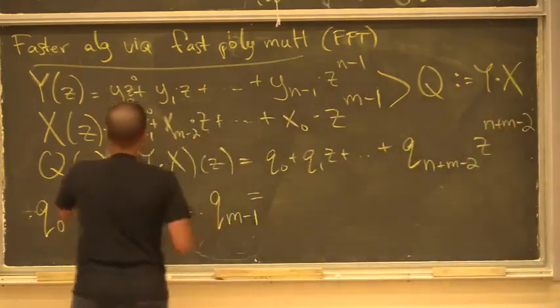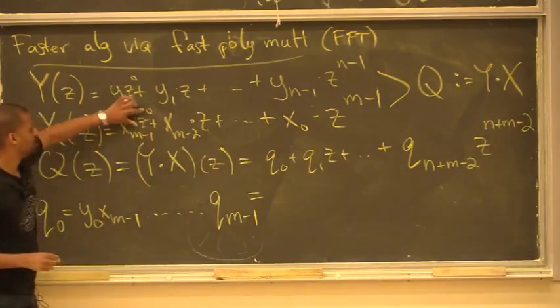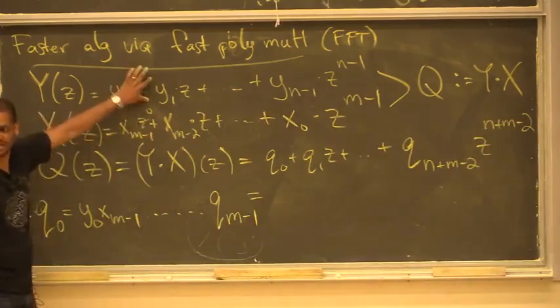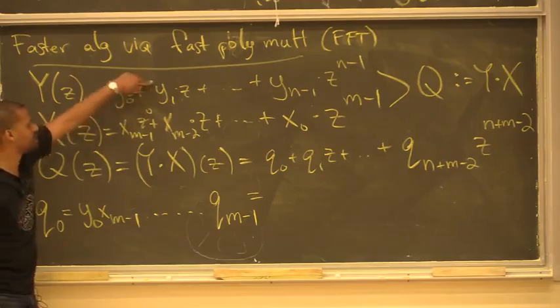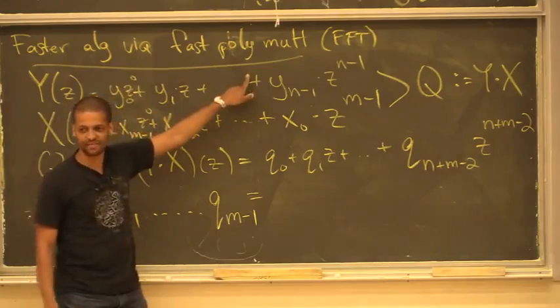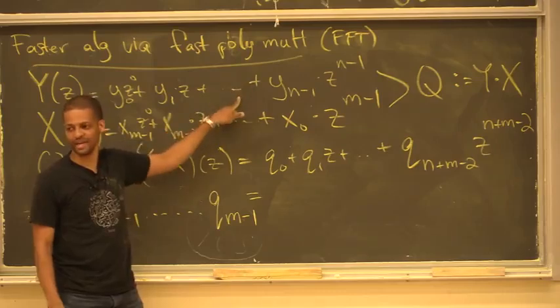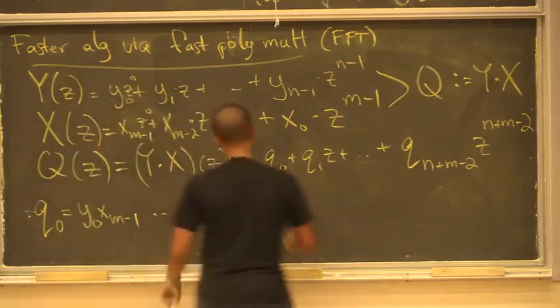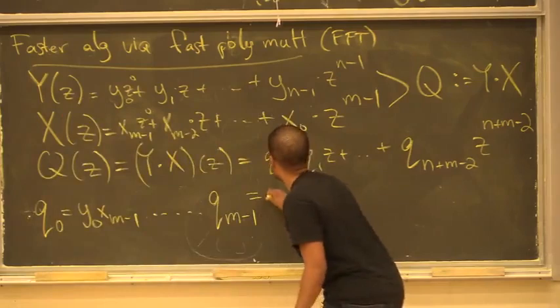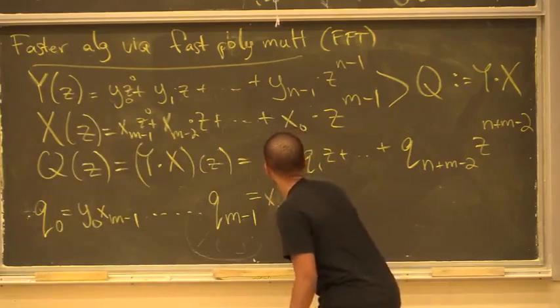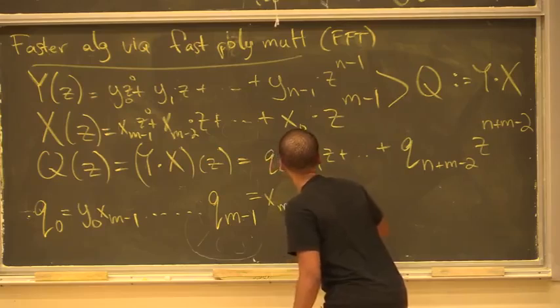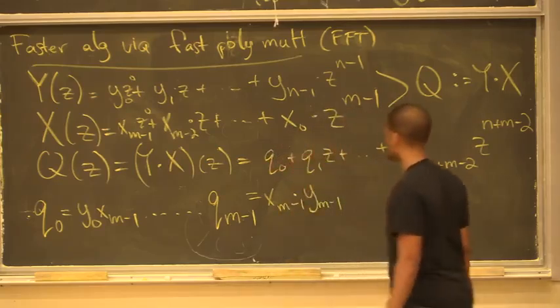So here I have z to the 0. So I need a monomial here that makes 0 plus that exponent add to m minus 1. That corresponds to z to the m minus 1. What's z to the m minus 1's coefficient? It's y_{m-1}. So here I'm going to have x_{m-1} y_{m-1}. That's my first product.